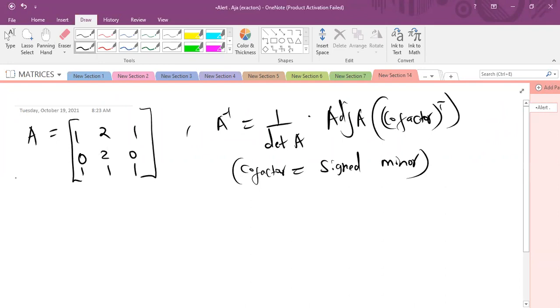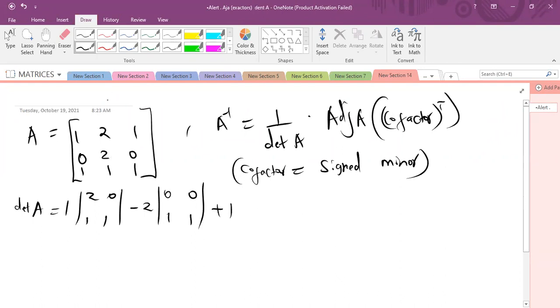So first of all, can we start by getting the determinant of A? Take 1, delete the row and column in which 1 lies. We will remain with this small matrix, 2, 0, 1, 1. Take this, which comes with minus 2. Delete the row and column in which it lies. Then we remain with 0, 0, 1, 1. Then plus 1, delete the row and column in which it lies. So we will have 0, 2, 1, 1.